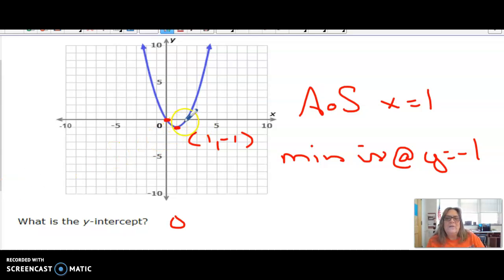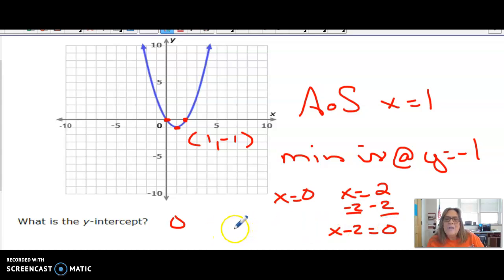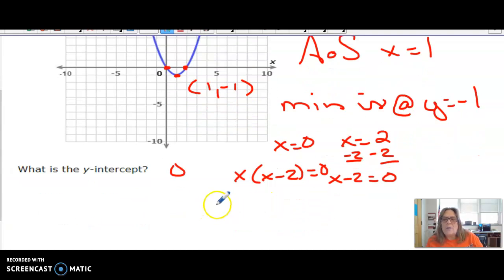Okay? If I look at this a little bit closer, I can even come up with the equation for this one. I have x equals 0 and x equals 2. So if I go back and I set this equal to 0, I would subtract 2 from both sides. So I have x minus 2 equals 0 would be a factor. So if I have x times x minus 2 equals 0, and I actually used my distributive property, I would get x squared minus 2x equals 0, and that would be my equation for this graph.